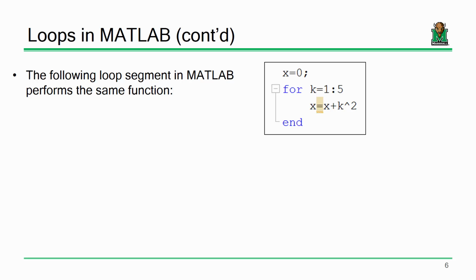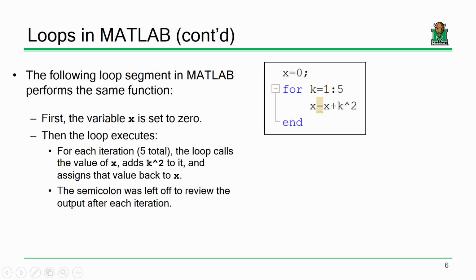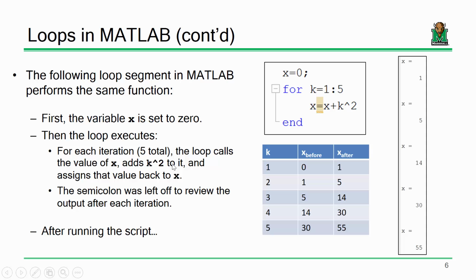and then our starting point is 1 and the stopping point is 5. And since we didn't specify a stepping distance, MATLAB is going to automatically assume the stepping distance is 1. So it's going to execute this 5 times. So the variable set to 0, the loop will execute 5 times in this case, and after we run the script, we should get the last variable for x is going to be equal to 55.